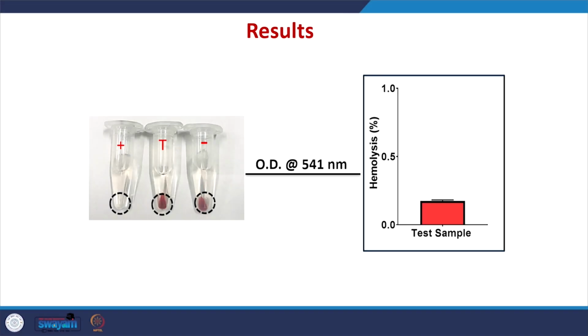A hemolysis percentage of less than 2% indicates that the BSA nanoparticles are highly hemocompatible and suitable for use in drug delivery or blood related applications.